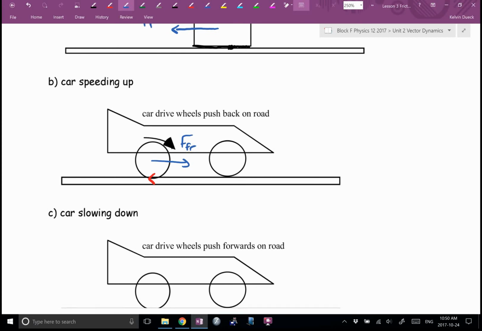Time and time again, when I'm talking to physics teachers or in textbooks, I'll often see friction on a car pointed backwards, as though somehow friction is slowing the car down. It is not. Air resistance is slowing the car down, not friction.